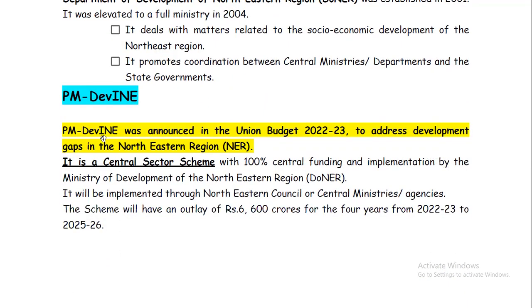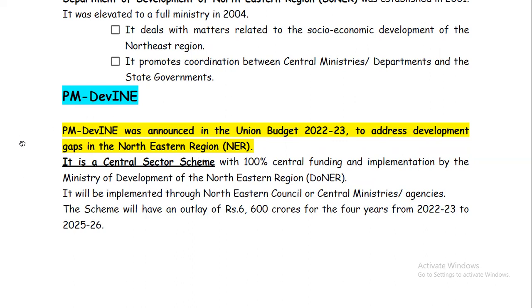Now PM-DevINE. PM-DevINE was announced in the Union Budget 2022-23. Why? To address the development gaps in the Northeastern region. We have to admit that there is a gap in the Northeastern region. Now, the government of India is taking a very good initiative by separately announcing one particular scheme, that is PM-DevINE. This was announced in the Union Budget 2022-23 to address these development gaps.